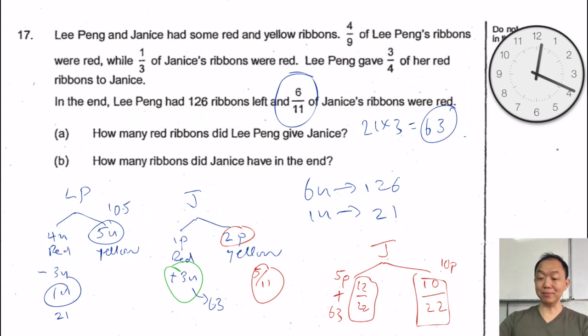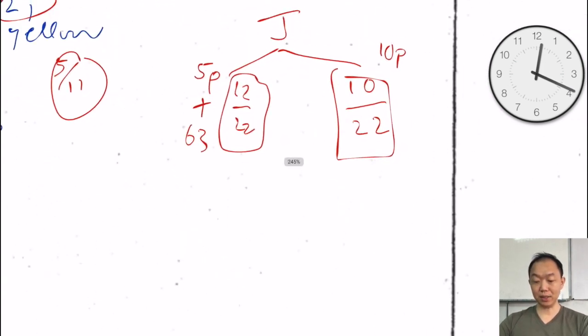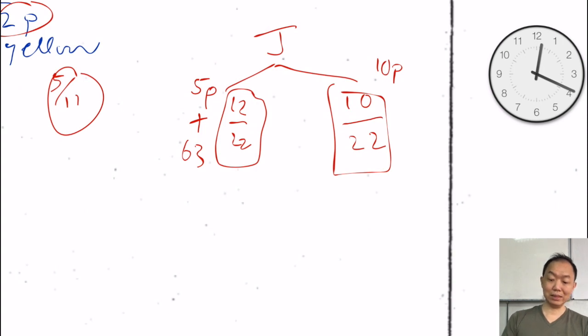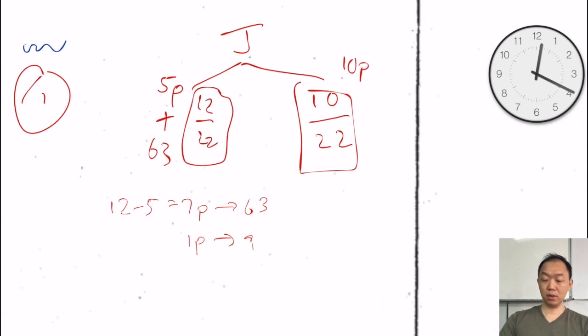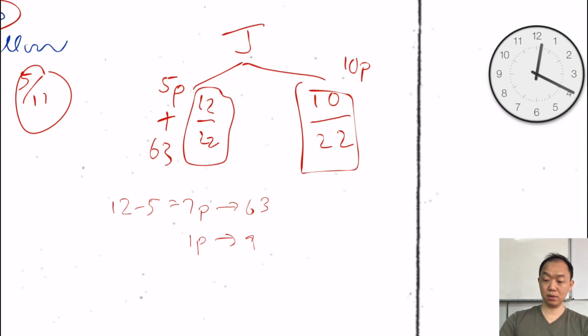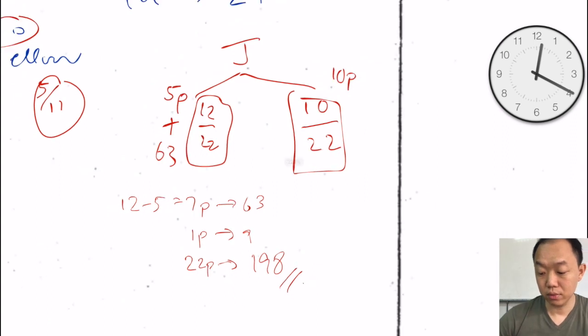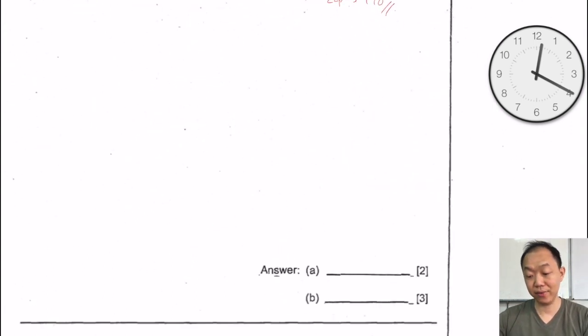But I have 5 parts here. Okay, so I got 5 parts here. That means if I take 12 minus 5 is 7. So 7 parts represents 63. So 1 part would be 9. Now if 1 part is 9, how many ribbons did Janice have in the end? So she had a total of 22 parts. 22 parts. 9 times 22, 198. That would be the number of ribbons she had in the end.